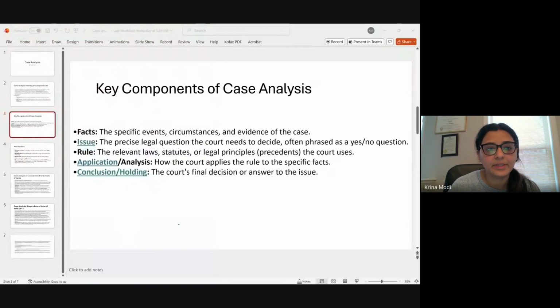As I explained in my previous slides, what components are there in case analysis? The first is facts. What are the facts? The facts of the case.